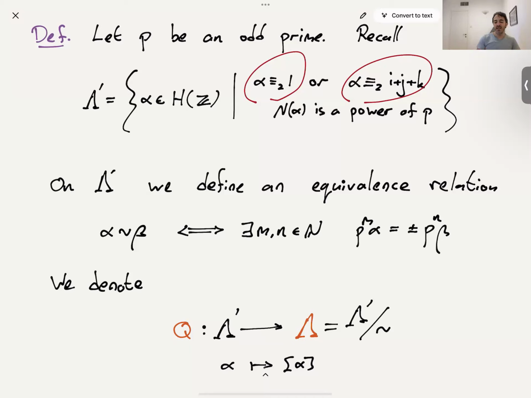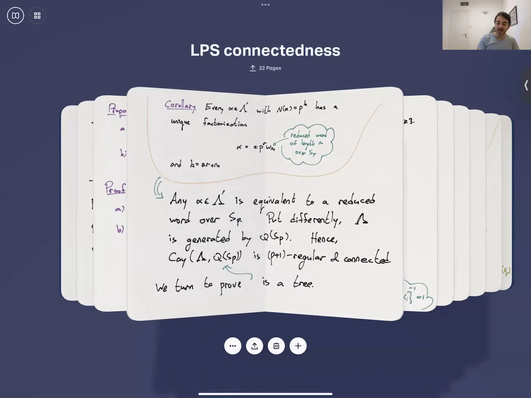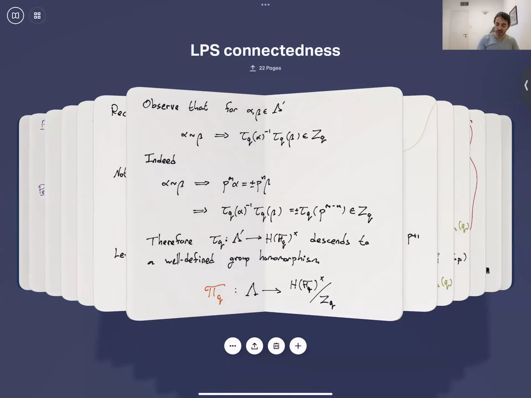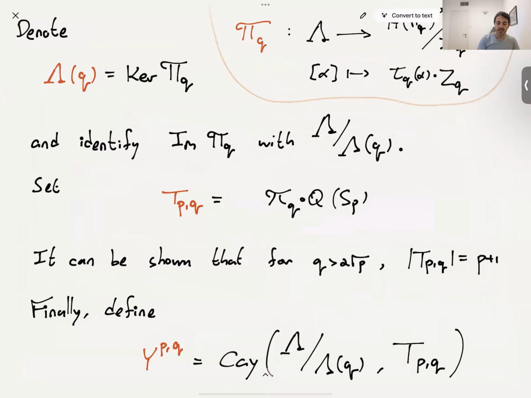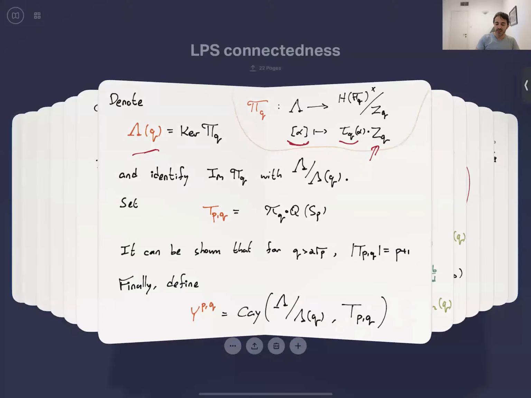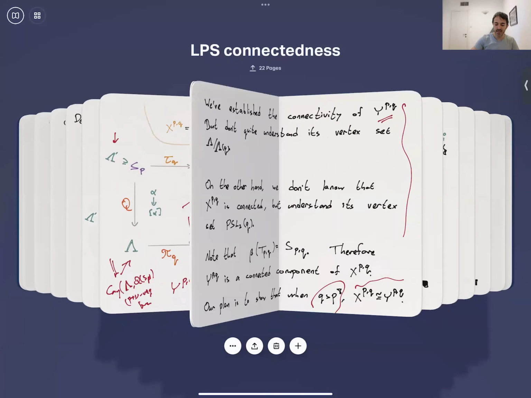So this is lambda prime. Lambda is quotient out modulo this equivalence relation. And lambda q is the image of pi q. It's somewhere here. Yeah, lambda q is the kernel, sorry, of pi q, where pi q takes the class of some integral quaternion from lambda prime to its modding out by q, modding out by zq, up to essentially a scalar. So that's lambda q, and let's understand it better.